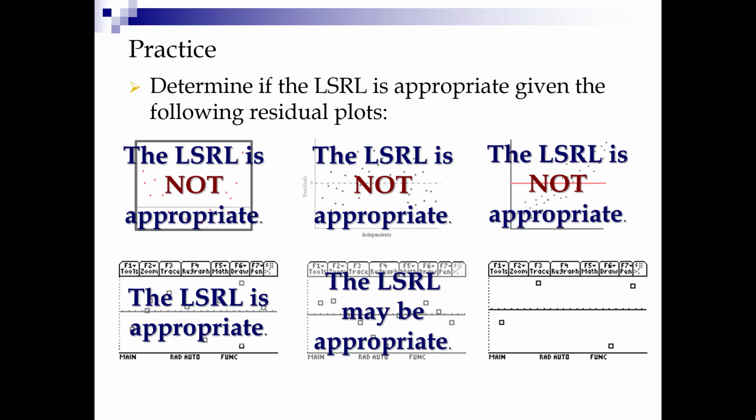So for this last one, we have very few data points. And since we have so few data points, it's very possible for there to be a curve in here. It's also very possible that this is a random scatter. I'm really not sure. Whenever we have few data points, it's very possible we're making an inappropriate decision based on this data. And so I would always put a disclaimer with little data like this. I'm going to say that the LSRL may be appropriate. It's very possible that it is linear. It's also very possible that it's curved.